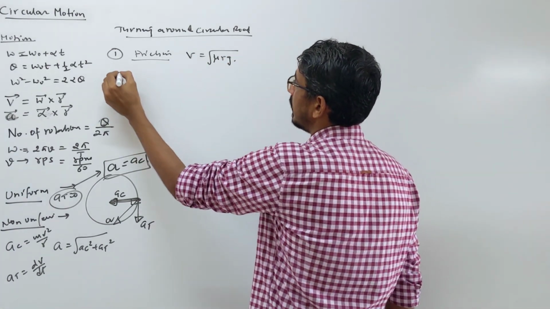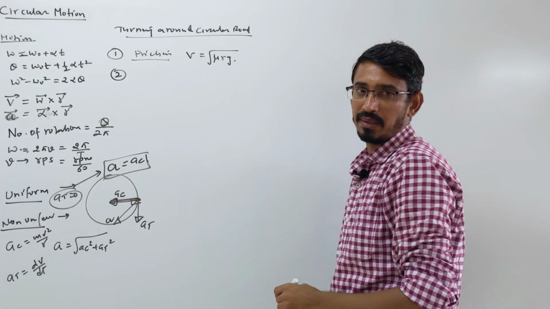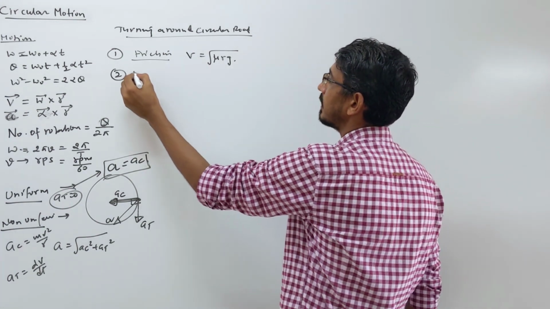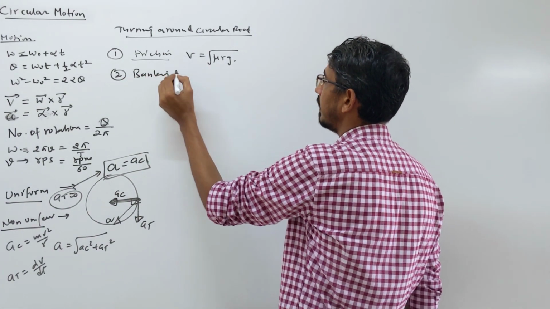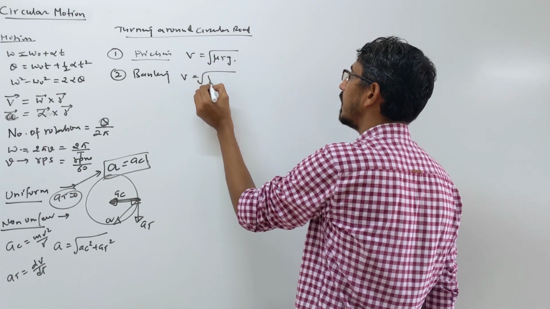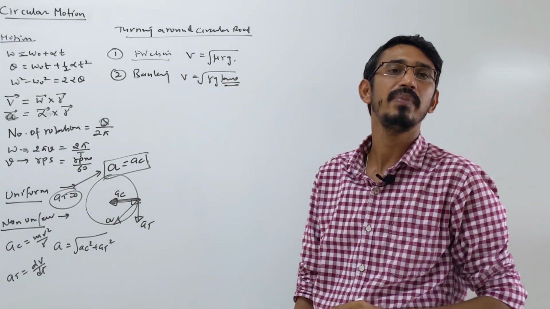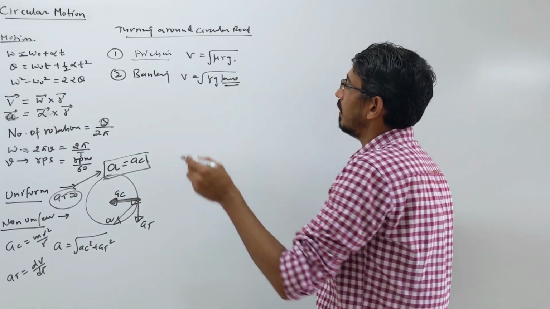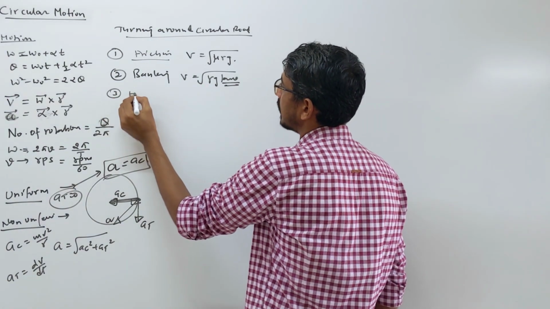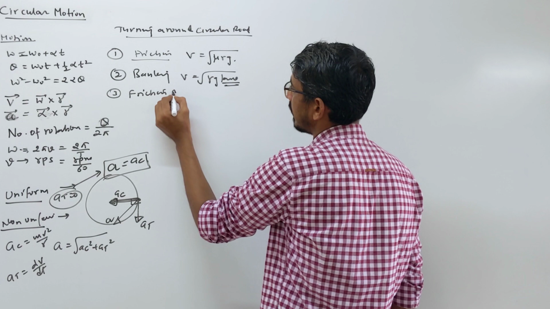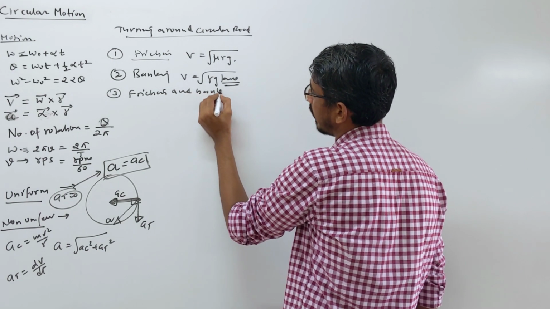Or if you want to turn safely, another method is banking. You don't have friction but you can bank the road. So another method was banking. In that case the same formula looks like the square root of r g tan theta, instead of mu becoming tan theta. Theta is the angle of banking. Next topic was that we can combine both friction and banking together.